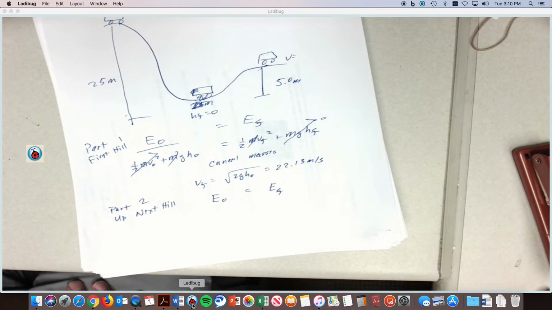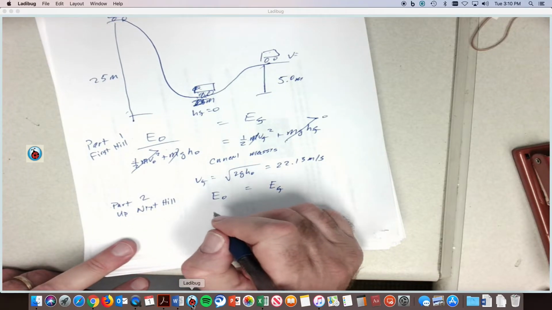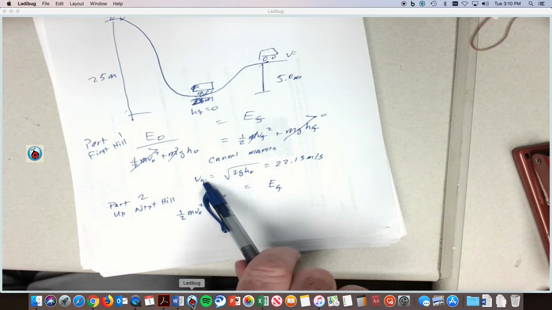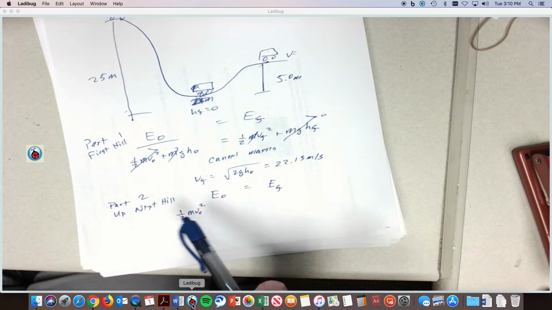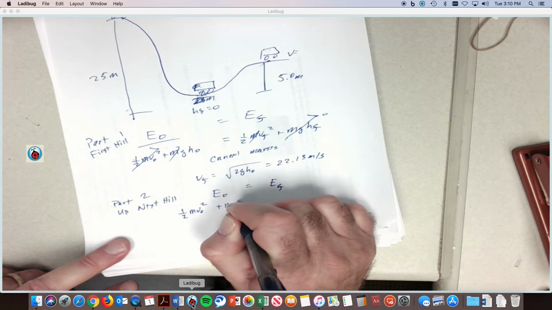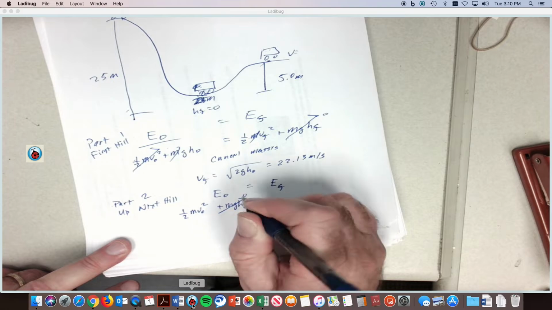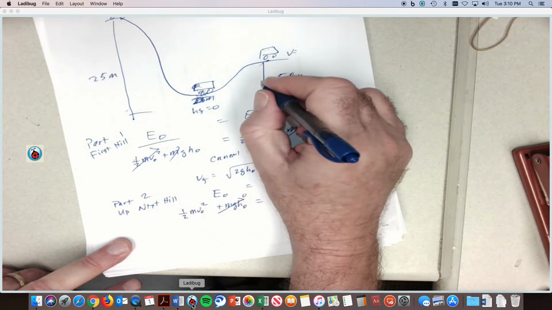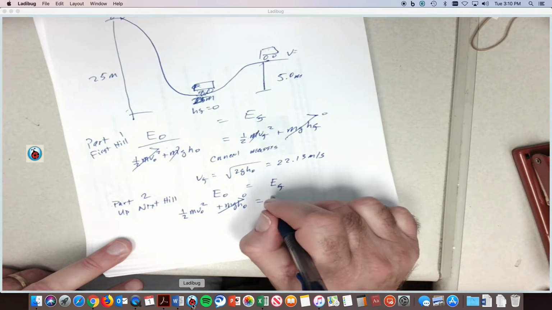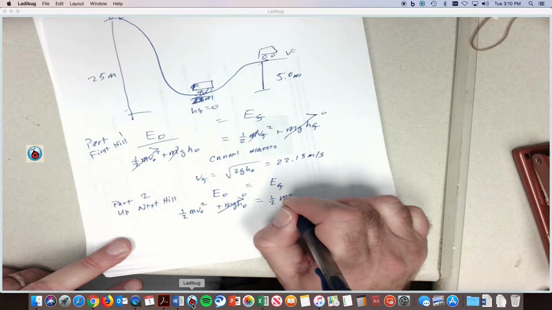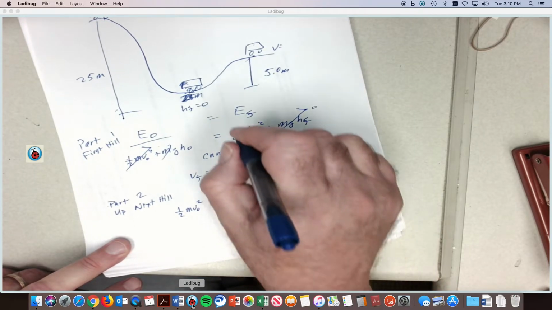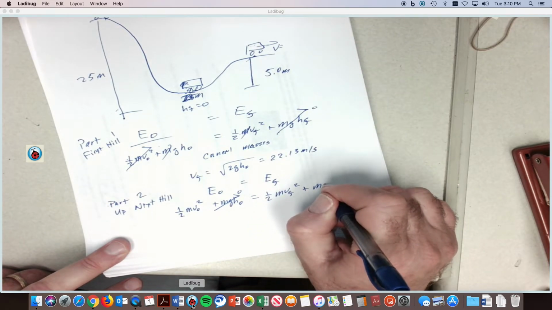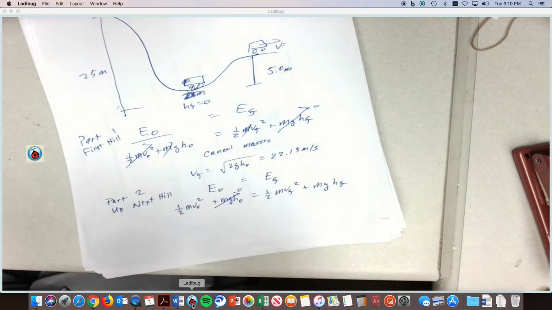All right. Now then, for part 2, we've got 1/2 m v naught squared. Now for part 2, this v final becomes my v naught, plus mgh naught, which is equal to 0 because I'm starting at the bottom of the hill, is equal to 1/2 m v final squared up here, plus mgh final, which is up at 5 meters.